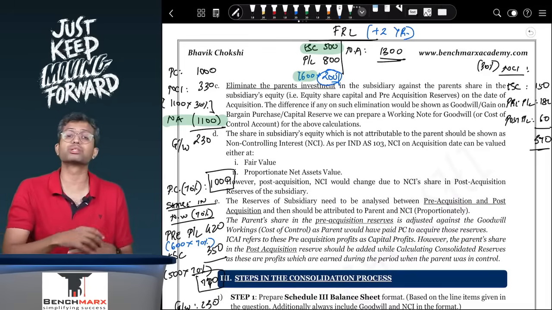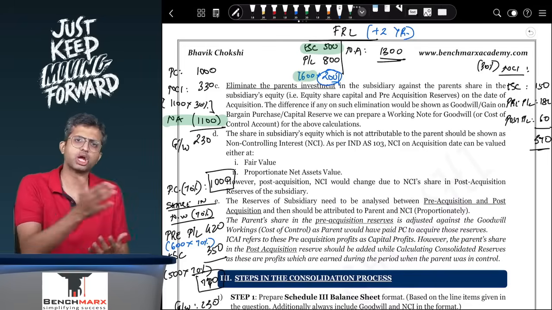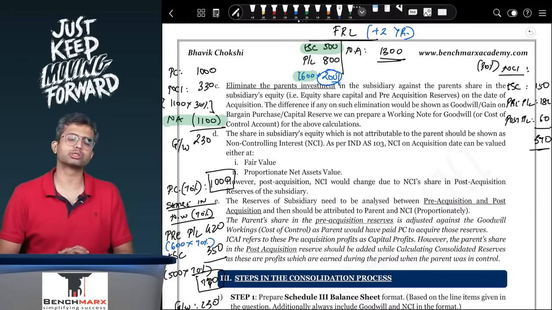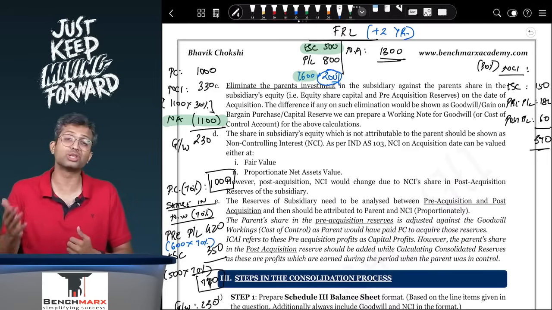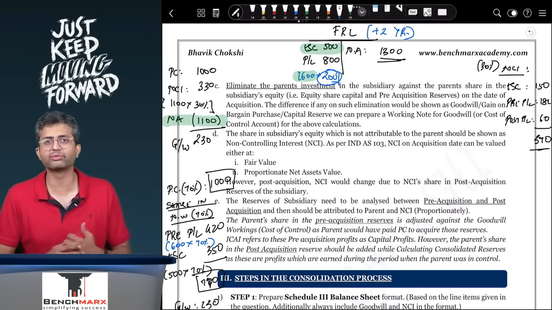And the consolidation principles tell you that your share in the post-acquisition profits will be consolidated. That is, they will appear as a part of your consolidated retained earnings or reserves. So you will start with the standalone reserves of the parent. To that you will add the share in the post-acquisition reserves of the subsidiary.